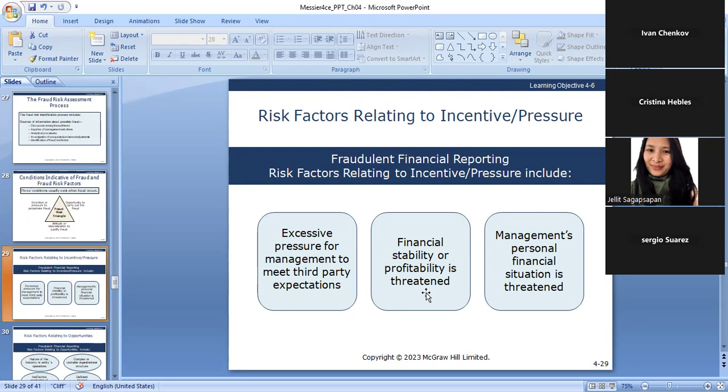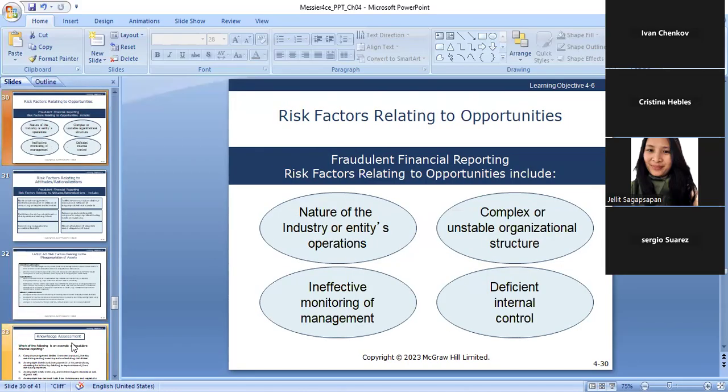So you can see on how many levels the pressure can come from. It can come from the third party, from the profitability, and from the personal level. Now, opportunity. From where can the opportunity come? From everywhere. Because of the nature of the business, or ineffective monitoring by the management, inappropriate internal control, a complex or unstable organizational structure.